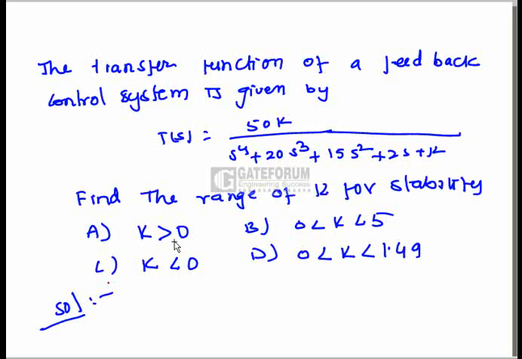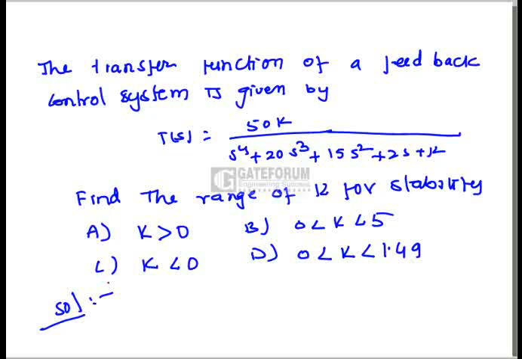The transfer function of a feedback control system is given, and that is T of s equals 50k divided by s power 4 plus 20s cube plus 15s square plus 2s plus k. Now he is asking to find the range of k such that the system is stable.